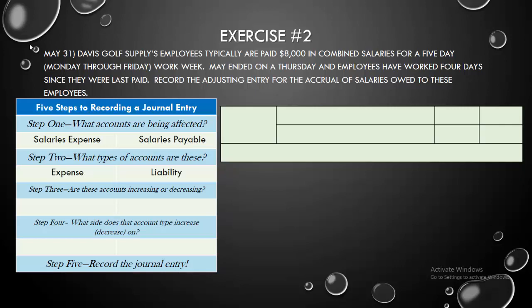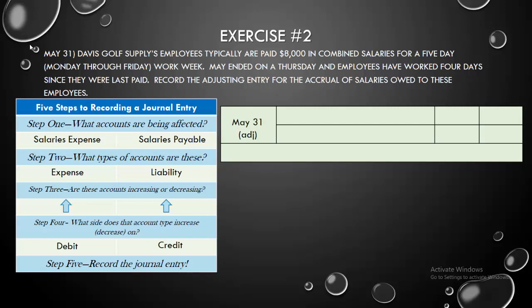We have an expense and a liability. Salaries expense tracks how much our employees got paid for the work they actually did during the month. So they worked more days, that has to be going up. Salaries payable is how much we owe to our employees for work they've already done. Well, that's got to be going up as well. And all expenses are going to go up with a debit, and all liabilities go up with a credit. So we have our journal entry set up.